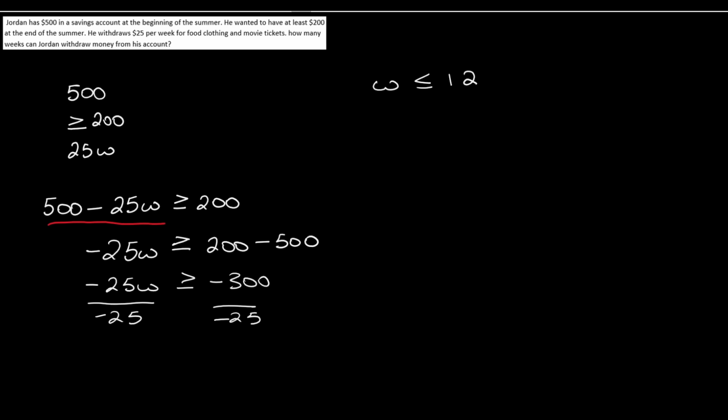Notice that our sign flipped when we divided both sides by negative 25. So this indicates that whenever we multiply or divide by a negative number, our sign will flip. So the answer is W is less than or equal to 12, which means he will be able to spend $25 per week for up to 12 weeks. And that would be our answer for this problem.